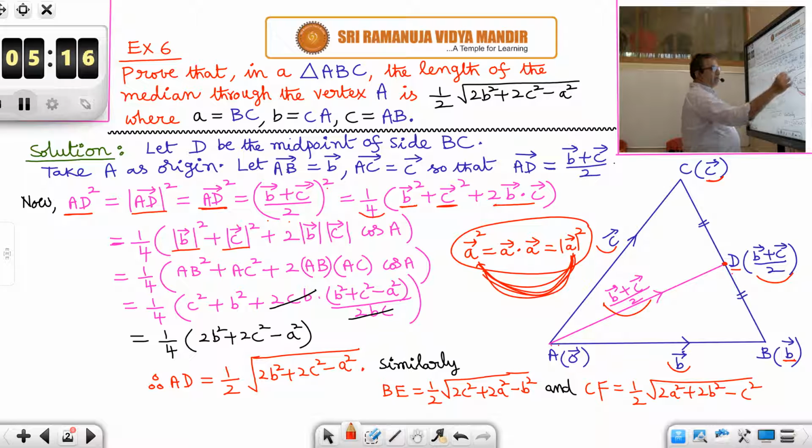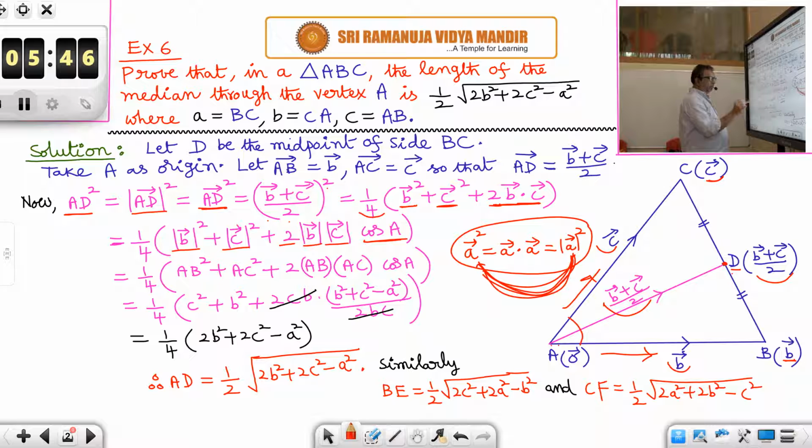And what is the formula for b bar dot c bar? This 2 into b bar dot c bar is 2 into mod b mod c into cos of the angle between b bar and c bar. What is the angle between b bar and c bar? See in the figure. This is b bar, that is c bar. So the angle between them is clearly angle A of the triangle. So cos A, mod b bar mod c bar cos A.